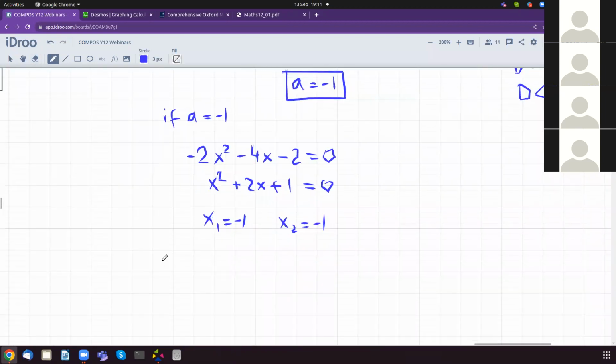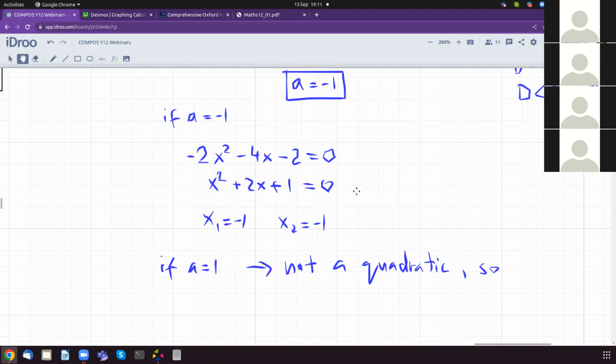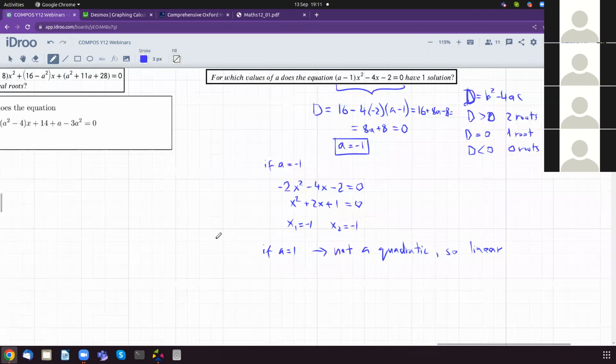If a equals 1, it's not a quadratic. It's a linear equation which has one solution. And indeed, you put that in: a equals 1, so it's minus 4x minus 2 equals 0. So x equals minus half. So one solution.